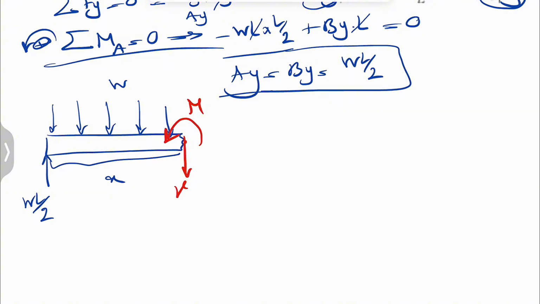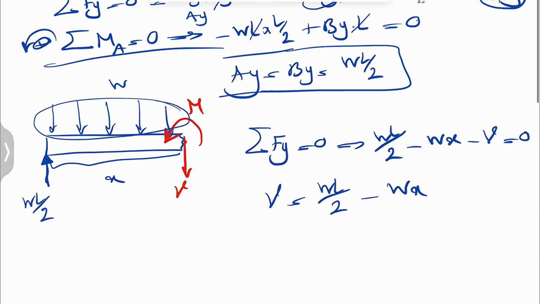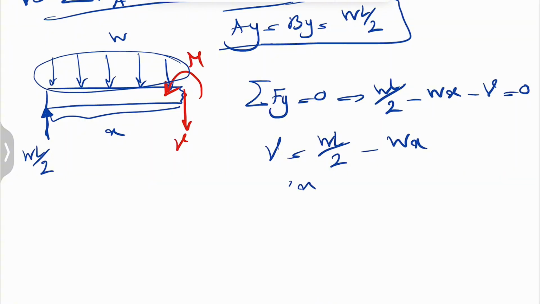We can do the sum of all forces in Y equals 0. What we're going to have, basically, on the left side, is WL divided by 2. We have this distributed force, which in here is going to be downwards, so negative W times X. And it won't be L because we are at the X distance. And also we have the V in here equals 0, which means our V would be WL divided by 2 minus WX. And the range that we have in here, our X is basically from 0 to L.